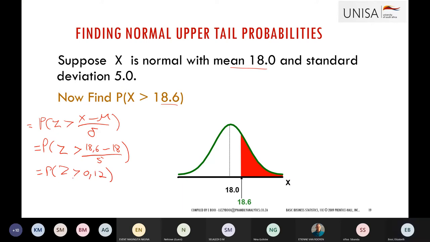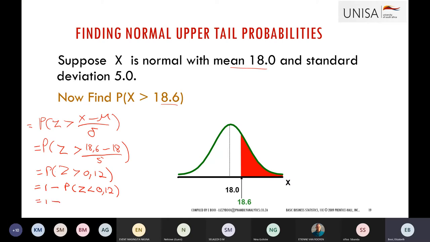So I cannot find this probability of z greater than 0.12 because the table only has the probability of z less than. Therefore, in order for me to find this probability of a greater than, I'm going to say 1 minus the probability of z less than 0.12, because that one I can find on the table. And it's the complement of the probability that we're looking for.